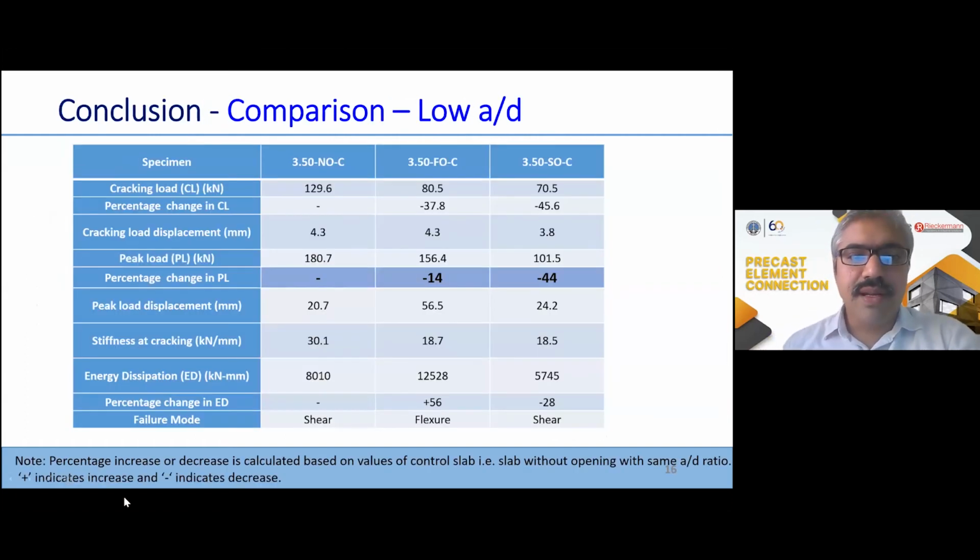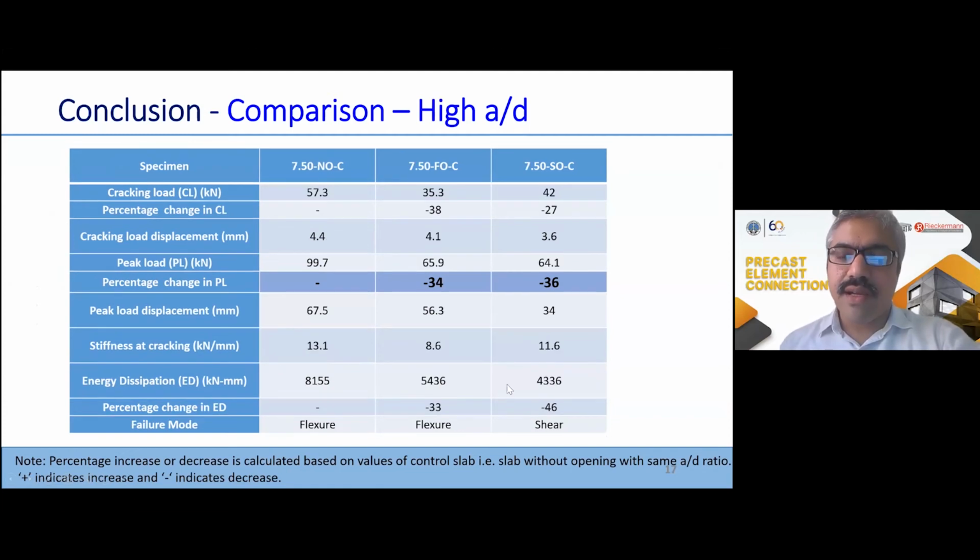Summing up, this table shows even the decrease in the energy dissipation. Here we can see the provision of openings has reduced the energy dissipation in the 3.5 shear opening one by more than 28%, and in the 7.5 A/D ratio, the energy dissipation decreased by more than 46%. So the provision of opening not only reduces the capacity, but completely alters the energy dissipation capacity. So design engineers should keep this in mind before proceeding further.